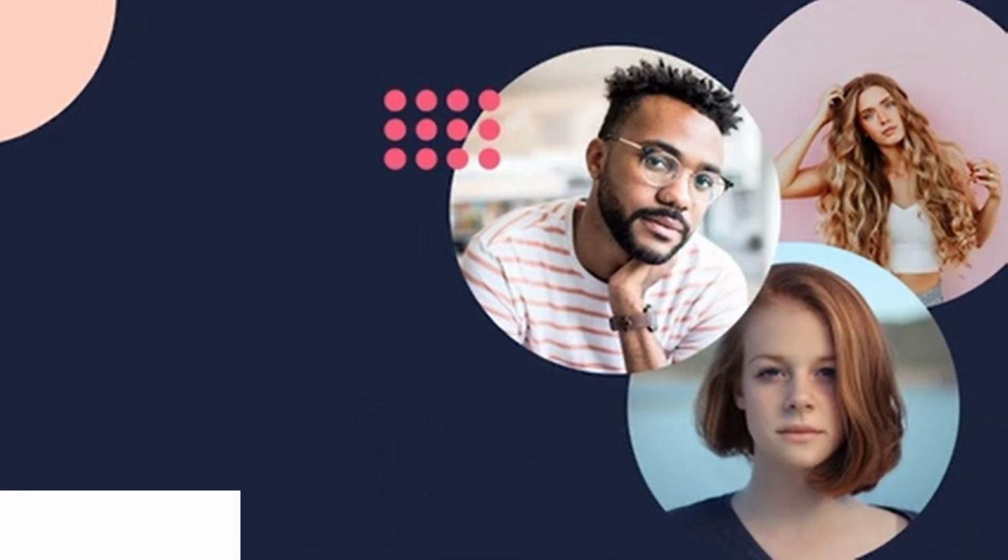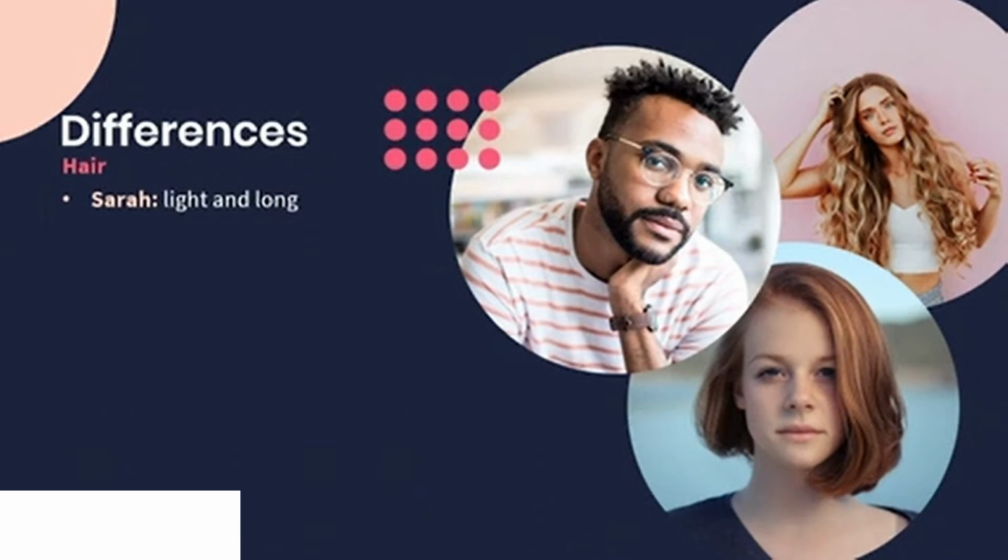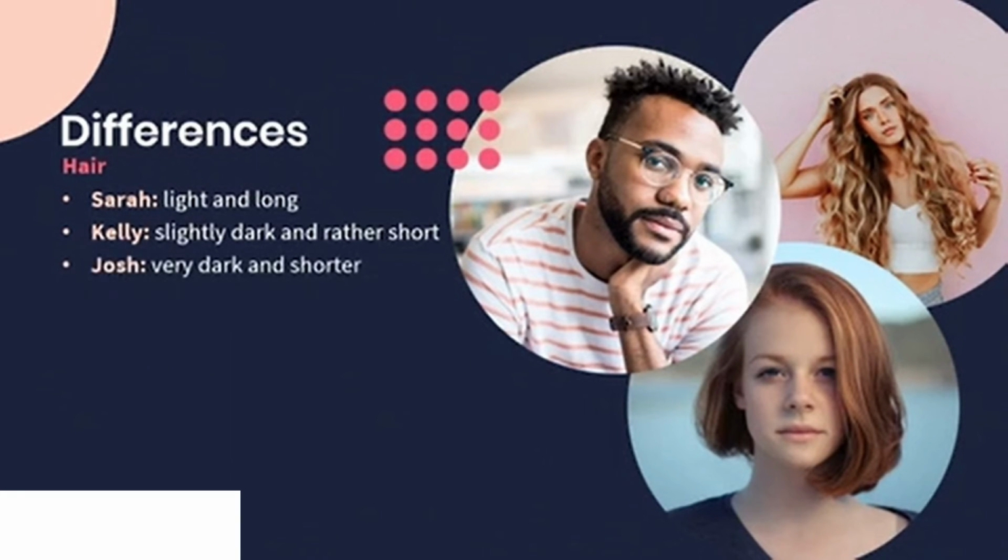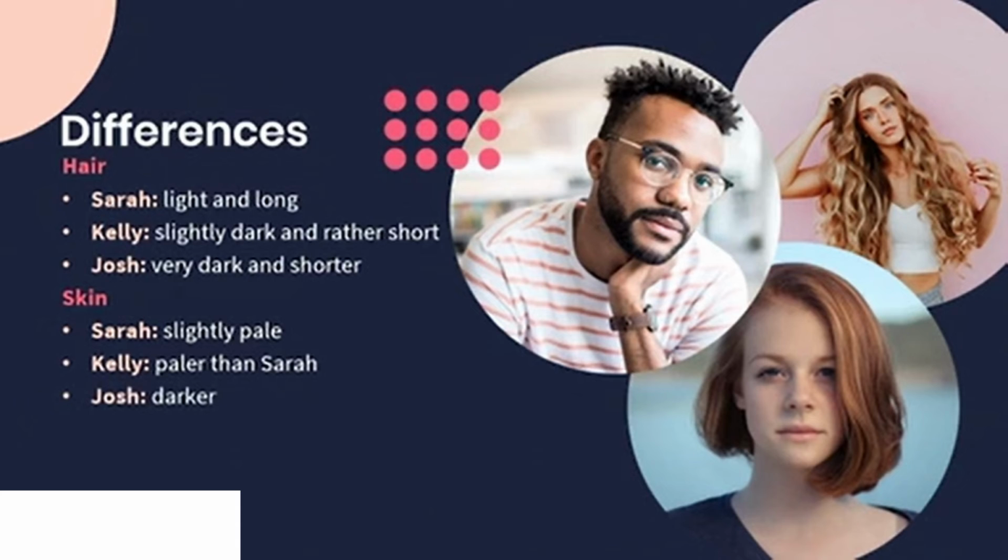Let's start with the hair. We've already mentioned that Sarah has light and long hair. Kelly, on the other hand, has slightly darker hair, and her hair is also rather short. Josh's hair is very dark and shorter than both Kelly and Sarah's hair. Now let's talk about skin tone. Sarah is slightly pale. Kelly, as we know, is paler than Sarah. Josh's skin is darker than both Kelly and Sarah's skin.